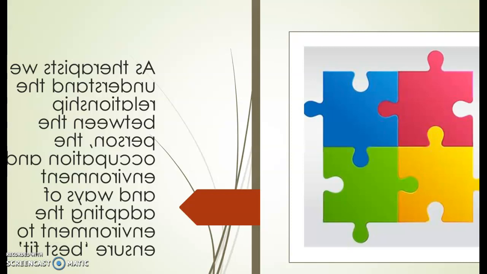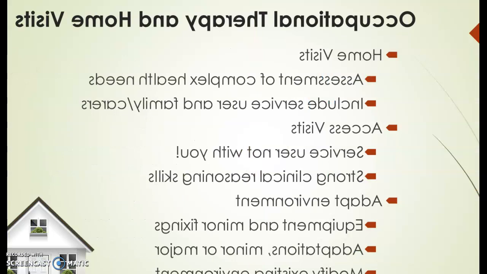So as a therapist, we understand the relationship between the person, the occupation and the environment and ways of adapting the environment to ensure the best fit. So when you're out on a home visit, you're thinking about the assessment of the complex health needs. You want to include the service user and the family as much as possible. Access visits are where they're not actually with you, but you're just going out to look and suss things out a bit and look at some of the things that we've suggested before. You need strong clinical reasoning skills. Adapting the environment is taking equipment, minor fixings and adaptations, minor or major, and modifying the existing environment.